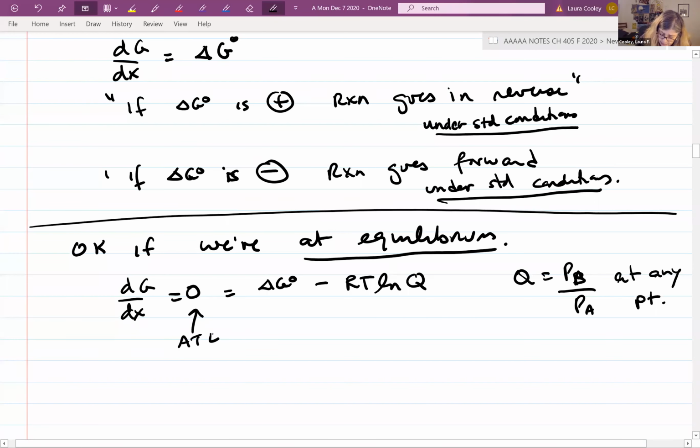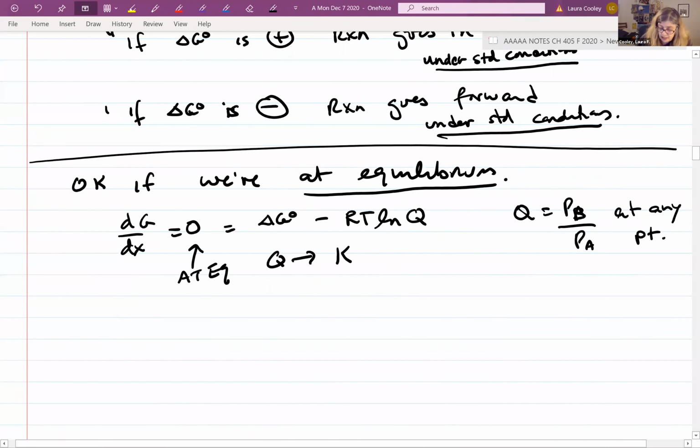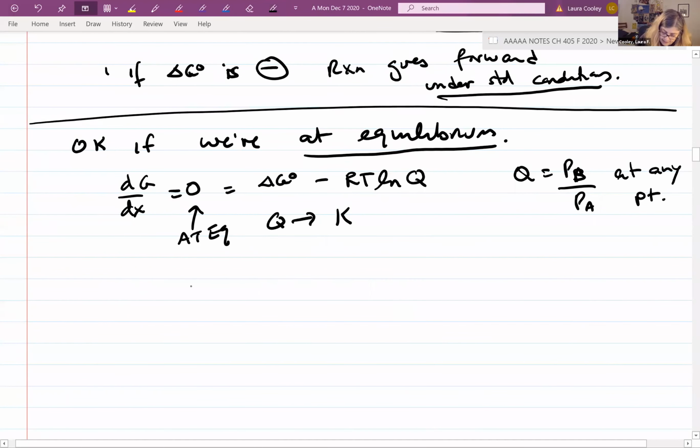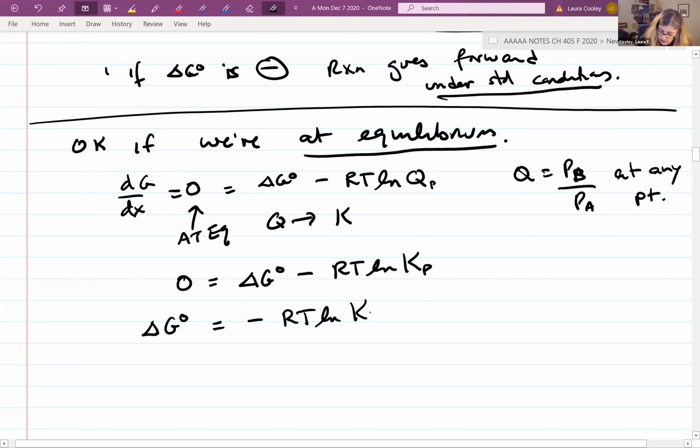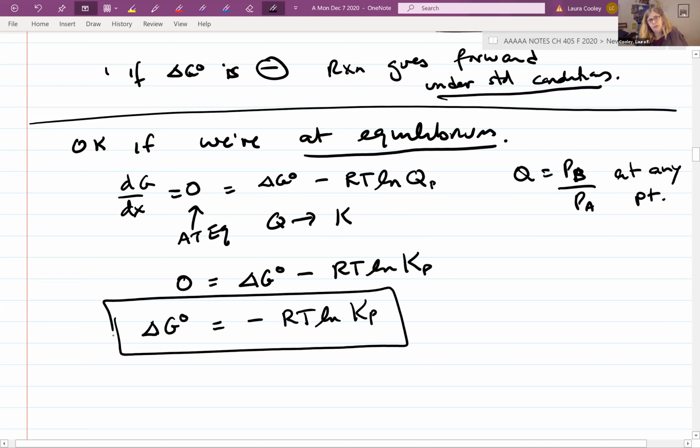It's at equilibrium. So I can change my Q to a K representing the equilibrium constant, and I end up with 0 is equal to delta G0 minus RT log of K, which is Kp in this case, because we happen to be dealing with gases. And so delta G0 is minus RT times the log of K. And this is an equation that you've known about since general chemistry. This is where it comes from.